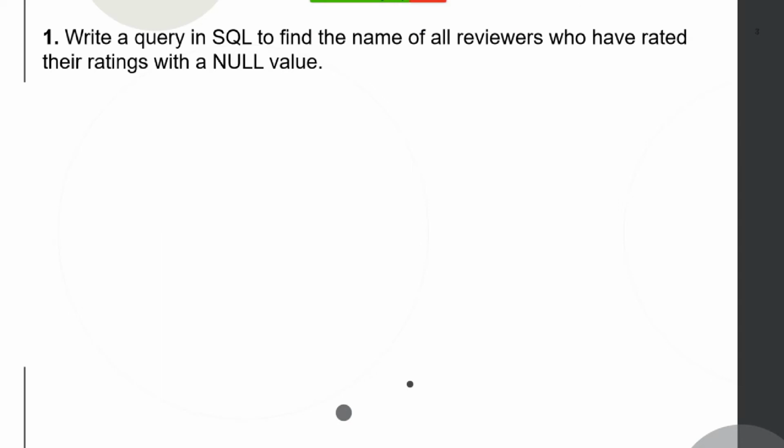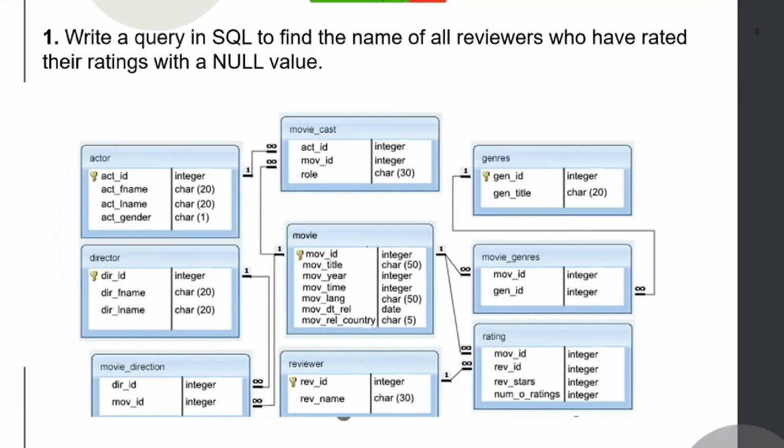So this is our first question. Write a query in SQL to find the names of all reviewers who have rated with a null rating value. Meaning the reviewer name where the rating value is null. First see where the reviewer is in the schema. This is the reviewer table, so we need to fetch the reviewer name, rev_name. It is asking me to fetch all reviewers. Okay, that's easy: select star or select reviewer name from reviewer. I can say where, and I will join it.